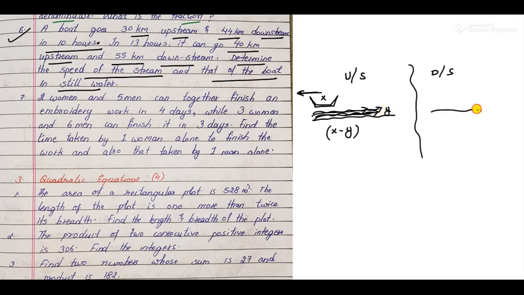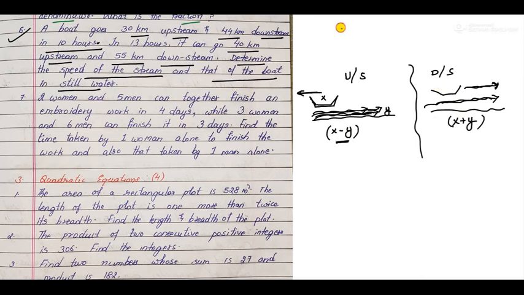In downstream, if the water is flowing in this direction, the boat will also flow in this direction. This helps the boat move in a faster direction, correct? The speed increases, therefore downstream the speed is x plus y. Got it? You have to remember: upstream, the combined speed is x minus y, and downstream it is x plus y.